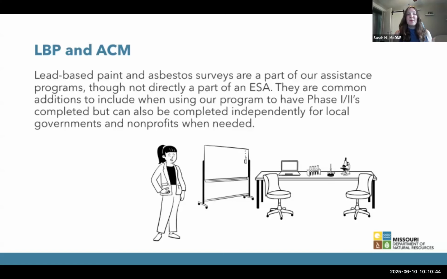Well, fortunately for them, we can also provide lead-based paint and asbestos surveys. They are a part of our assistance program, but not directly part of a phase one or a phase two environmental site assessment. These are additions that you can add on there. When you're getting a phase one, even if you have a phase one done and you want this checked for, you can also apply to our program to get that for free if you are a local government or a nonprofit organization.